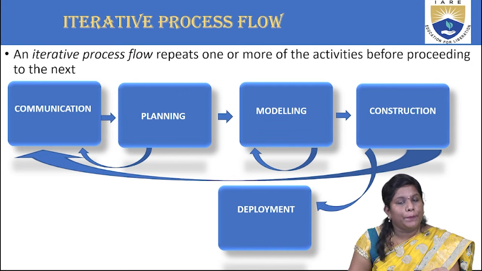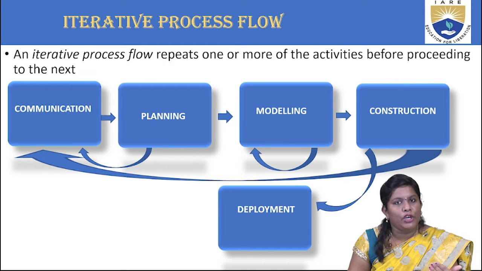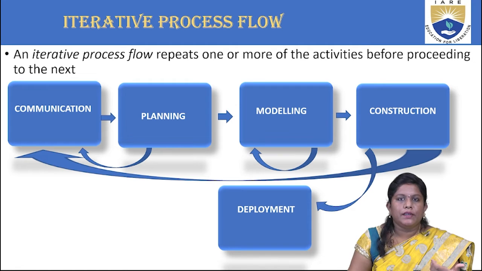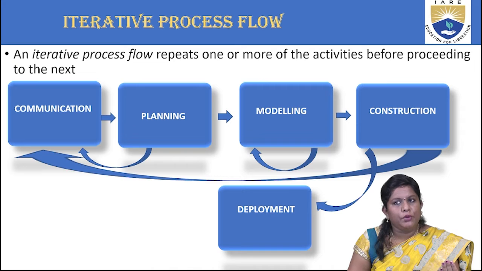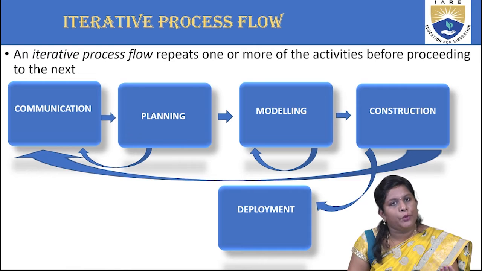So you are trying to repeat the flow one or more times. That is, repeat one or more activities before proceeding to the next. Before you move to the next activity or the next phase, you are trying to repeat the particular process, right? If you look at the diagram, you have a proper flow from communication, planning, modeling, construction, and deployment, as we have seen in the linear process flow.